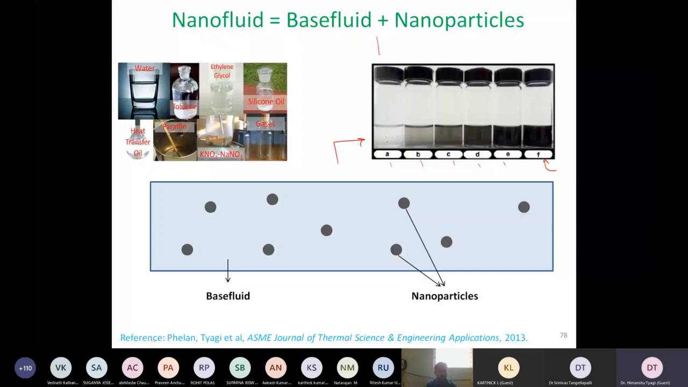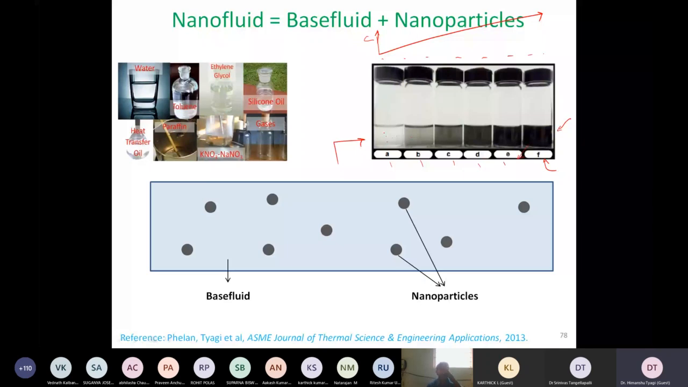So as we go from A to B to C, our concentration is actually increasing. And clearly, it is becoming much more conducive for absorbing light, because anything which is black means that in the visible spectrum, it is not allowing any light to come out of here. If it was pure water like this, then light would enter here and come out from here.